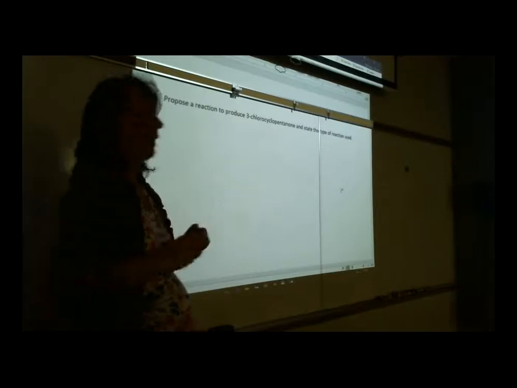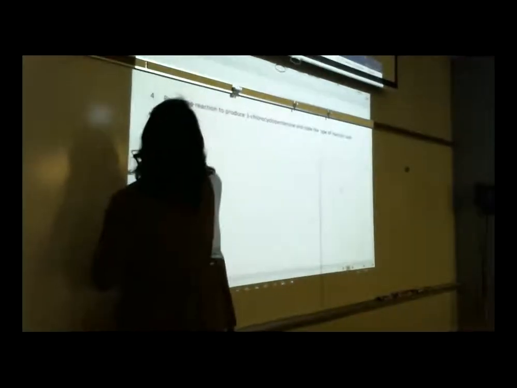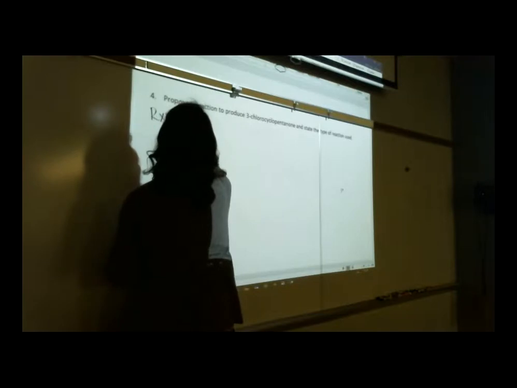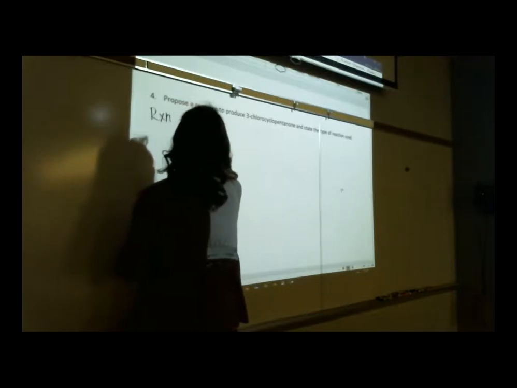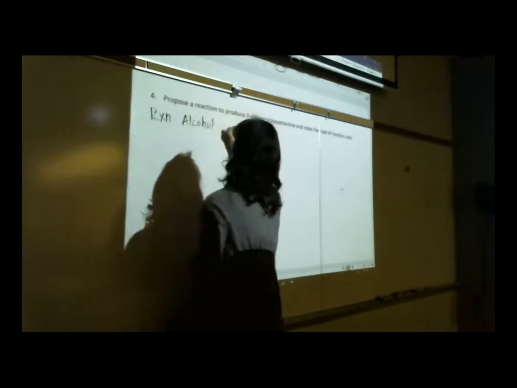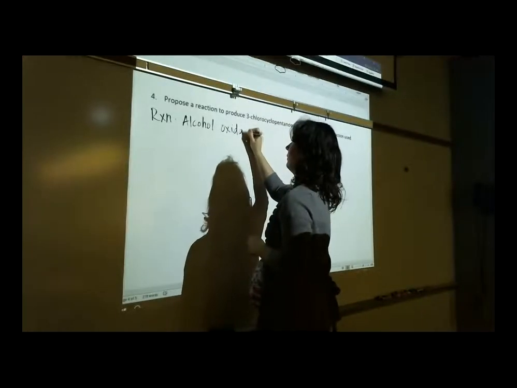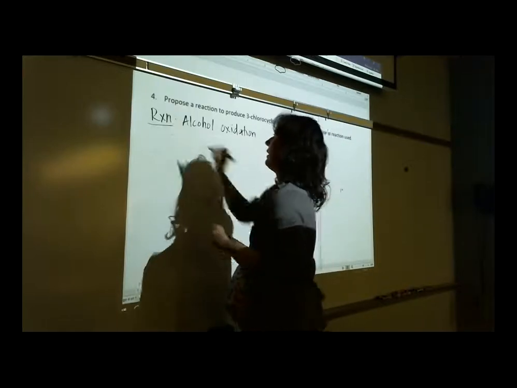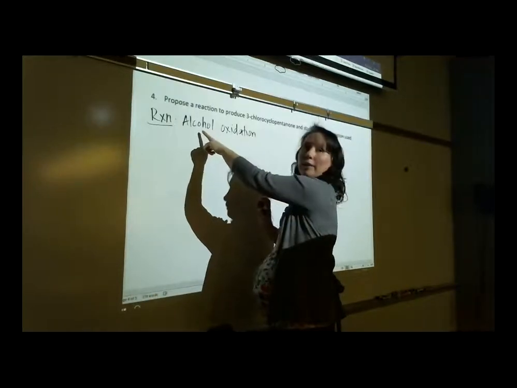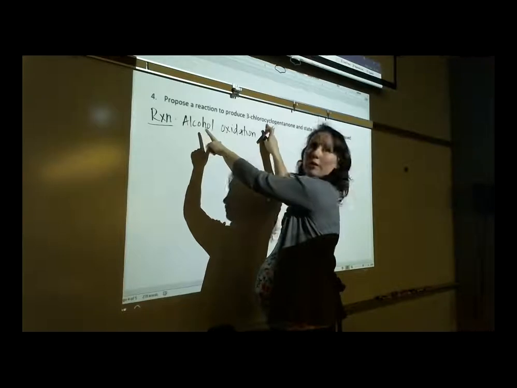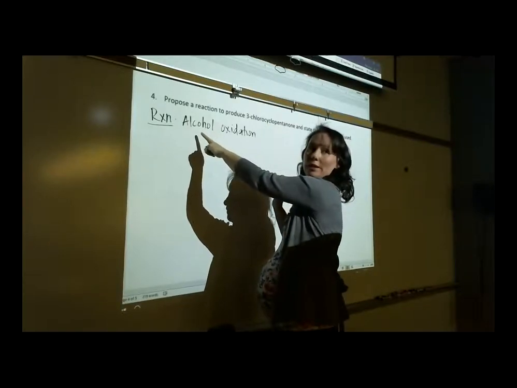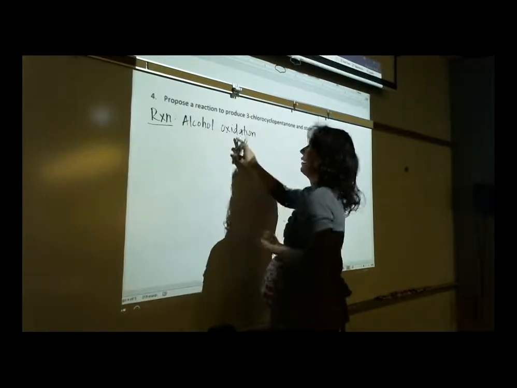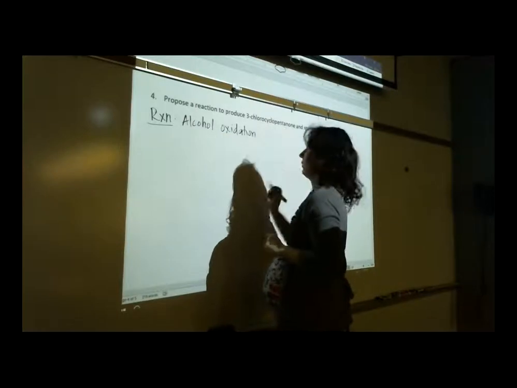It's alcohol what? Oxidation. If you take an alcohol and it's a secondary alcohol and you oxidize it, you get a ketone. If it's a primary alcohol and you oxidize it, you get an aldehyde. So if you oxidize an alcohol, that'll give you a ketone.